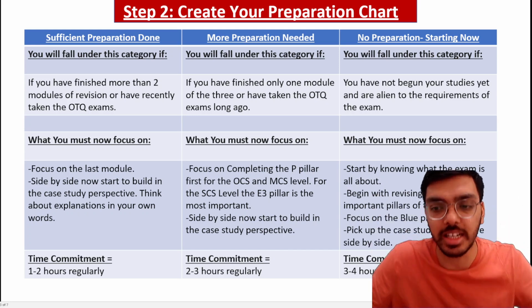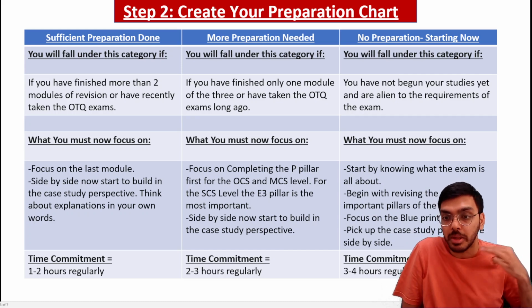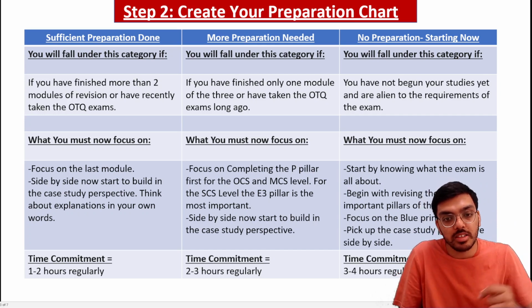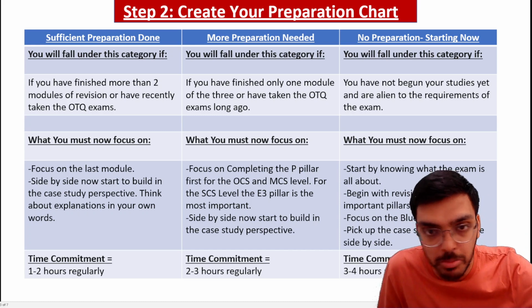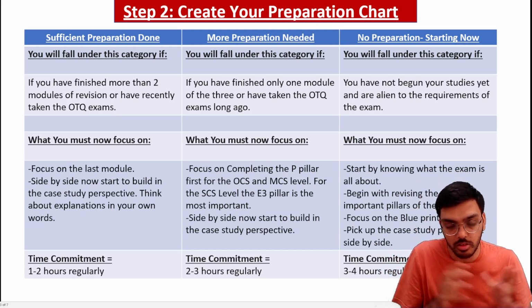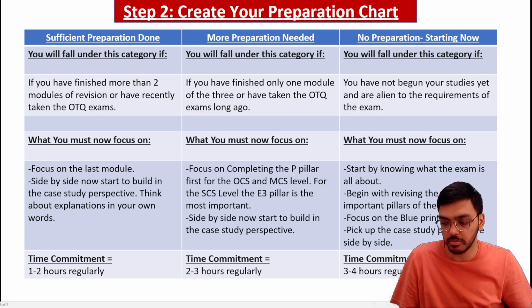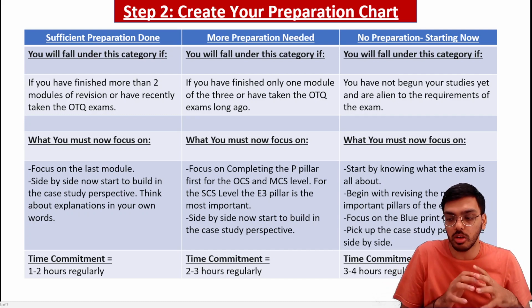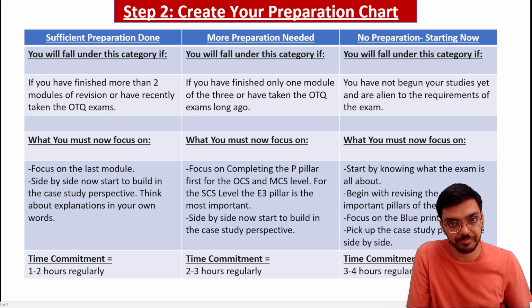So in whatever category you are, the ideal zone is to complete all 3 pillars of revision, but focusing on these important pillars that I have mentioned. Now over here, obviously you'll have to give a little bit more time because your preparation is limited, your time is limited. So you'll have to give me 2 to 3 hours regularly. You'll have to give me that time regularly if you want to do well, if you want to focus and achieve a pass in the exam.